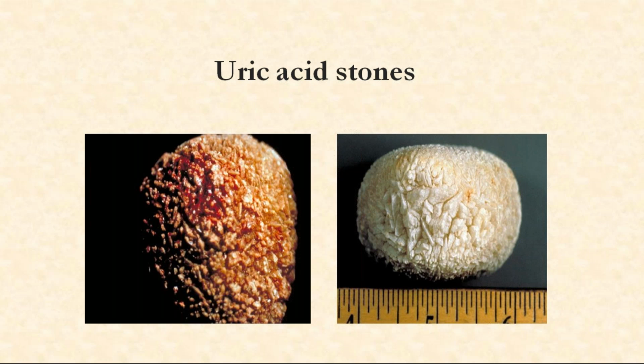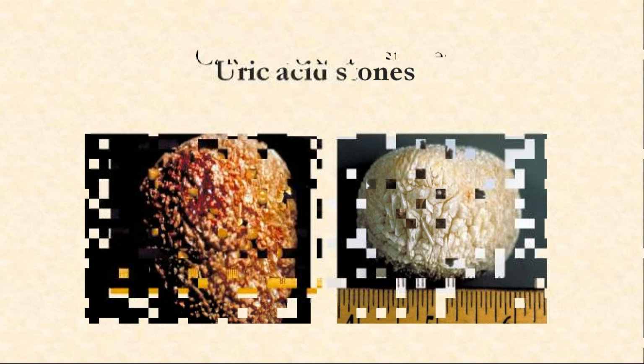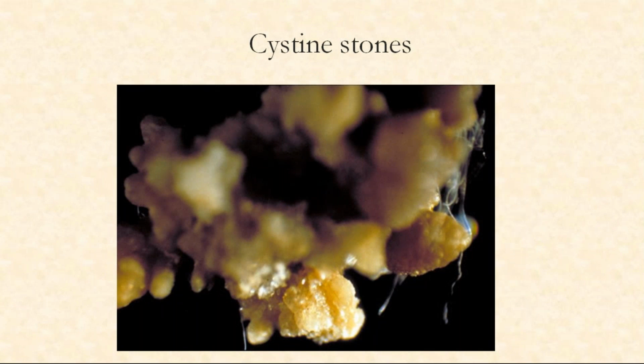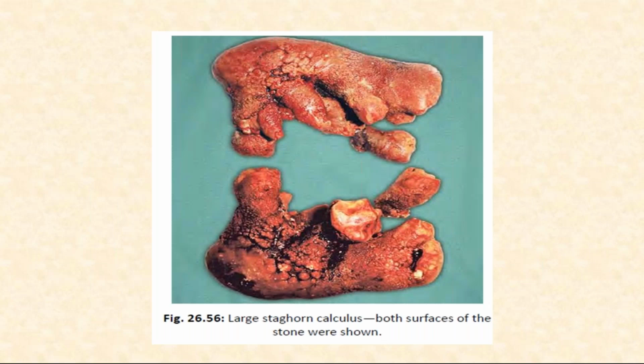So these are the pictures showing this is the uric acid stones. Multiple stones are spiked like that. This is the calcium oxalate, brown in color, spiculated. The surface is spiculated, projections are there. These are also cysteine stones, brown in color sometimes, yellow and brown. This is a staghorn calculus.